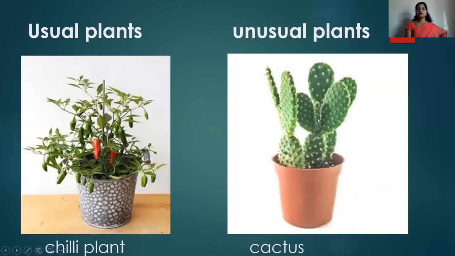In these plants, the leaves are modified into spines. The stem is green in color. This green stem contains chlorophyll, so it prepares food for the plant. In most plants, leaves prepare food for the plant. But in the cactus plant, the stem prepares food for the plant. So it is an unusual plant. Understood, children? Very good.